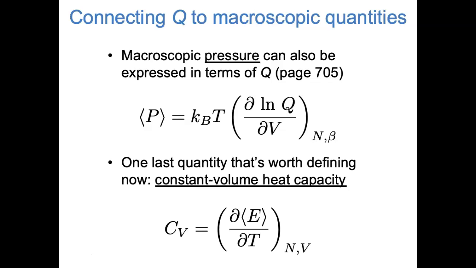And the last quantity that I'll mention, since it's one that we'll be using a lot in the future, is the constant volume heat capacity, CV. This is basically the rate at which the energy of a system changes with changing temperature. Partial derivative of E with respect to T. So, given that we can find the energy E from the partition function, that means we can also find the heat capacity CV from the partition function. We'll be using all of these results a lot in the next few videos.